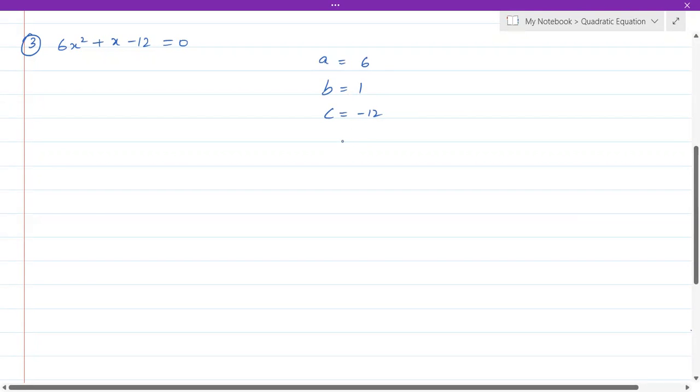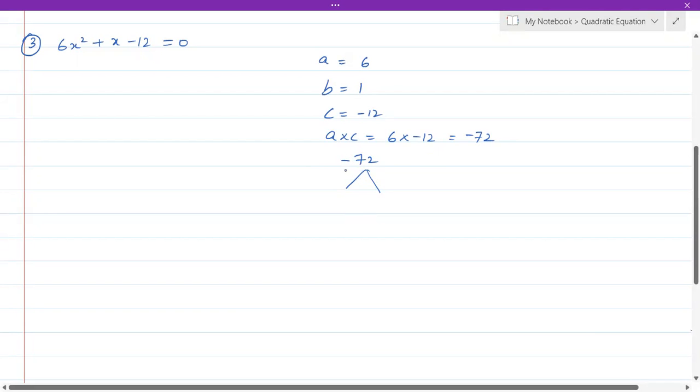Okay. The next step is multiply a and c. So a is 6, c is minus 12. So 6 into minus 12 gives you minus 72. 12 sixes are 72. Okay. So you've got minus 72. So if you multiply, you should get 72. And here we have got minus, right?